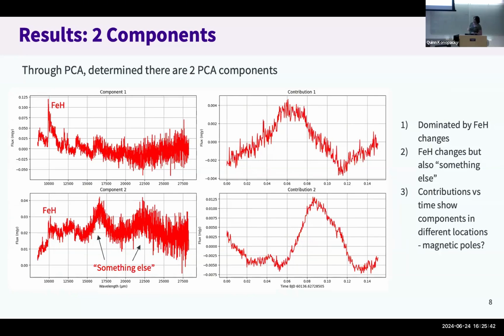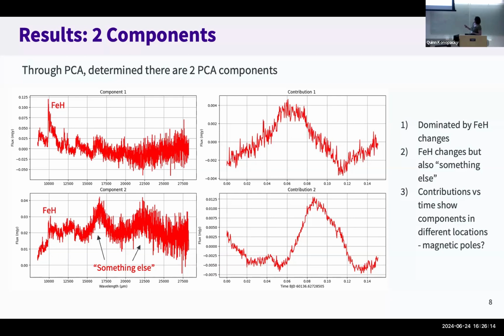What these components are basically showing is the maximum variability as a function of wavelength. So component 1 here you can see is dominated by iron hydride changes. We just saw in the mean spectrum that there were unusually strong iron hydride lines, and what we think this is suggesting is that we're seeing the aurora driving the abundance of the iron hydride. Component 2 here, you can also see the iron hydride variations, but you can also see there's something else, this variability in the H and K band, which I'm going to touch on in just a second.